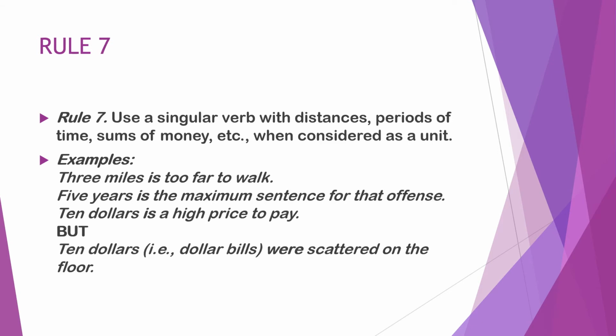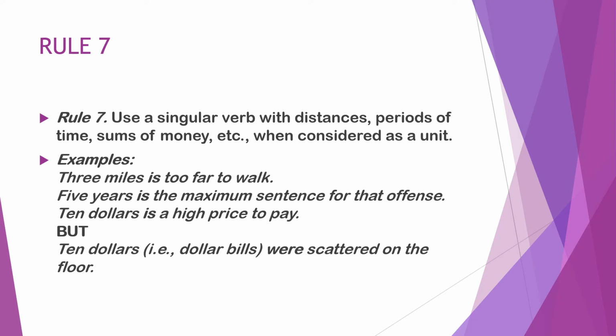Rule 7. You use a singular verb with distances, periods of time, sums of money, etc., when considered as a unit. 3 miles is too far to walk. The subject of the sentence is not the miles; it's actually collective, 3 miles. So 5 years is not 1, 2, 3, 4, 5. It's a collective word, 5 years. Therefore you use singular.